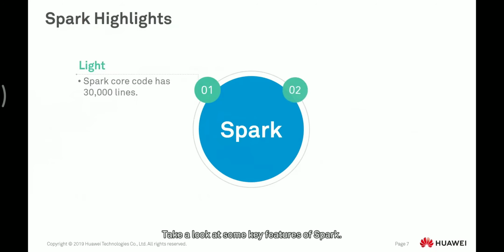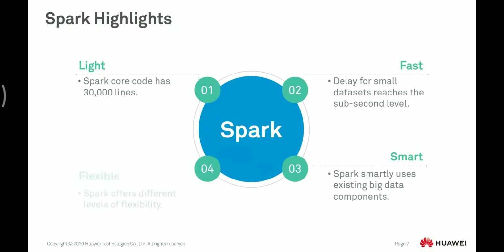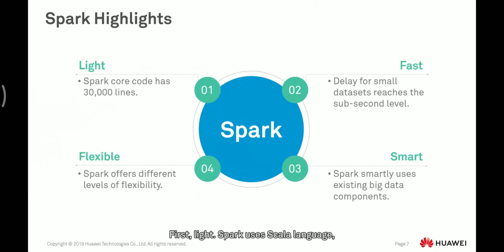Take a look at some key features of Spark. First, light. Spark uses the Scala language, which is much simpler and more vivid. Besides, it uses the infrastructure of Hadoop and Mesos, which is also an open-source framework to manage computer clusters. So Spark has only 30,000 lines of core code.